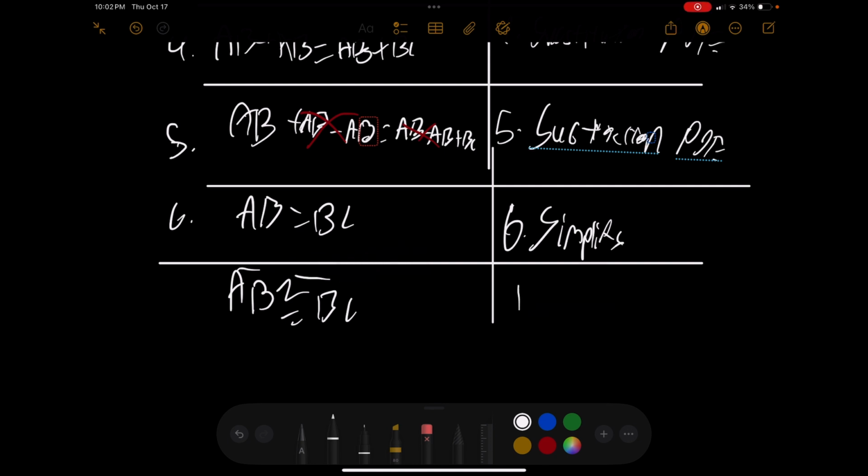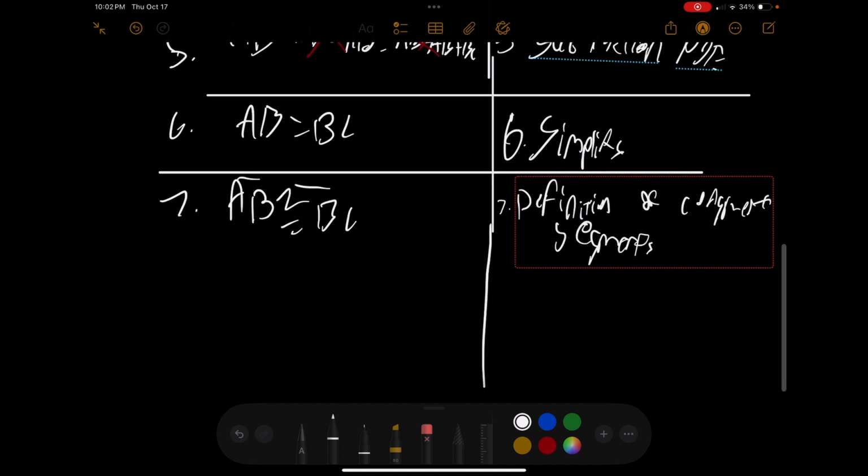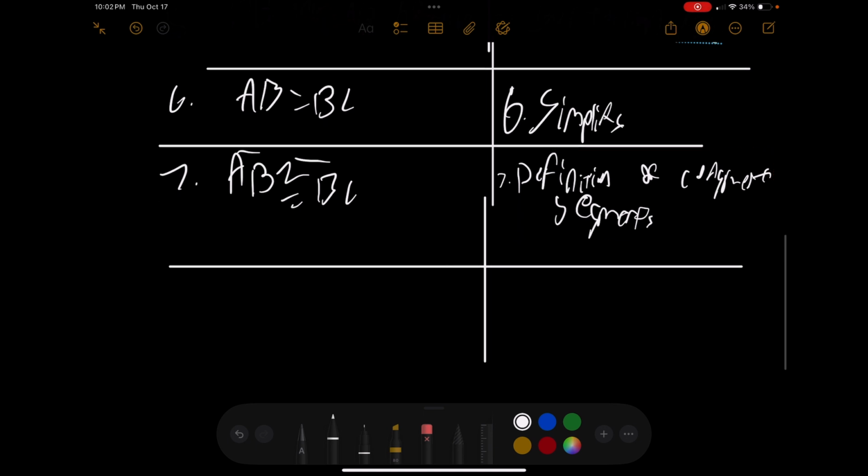And what is that for? The definition of congruent segments. If two segments are congruent, then their measures are equal. And the same thing for the converse: if two segments have equal measures, then they're congruent. Now we said this, and we don't have to write any more steps. Now we can say B is the midpoint.